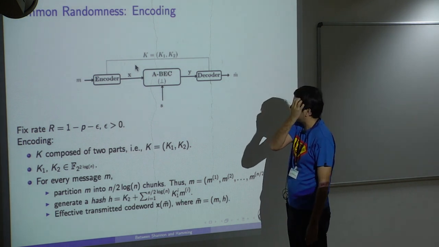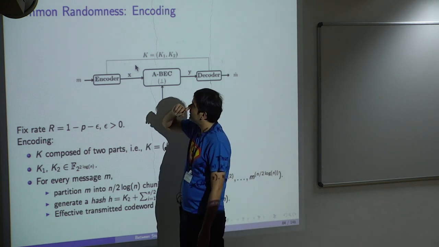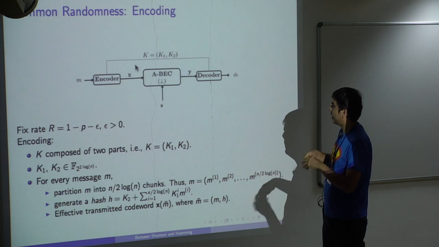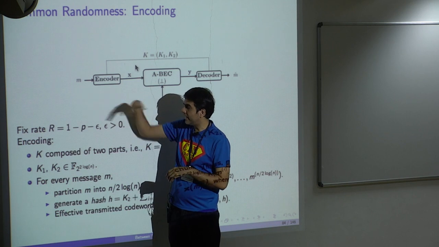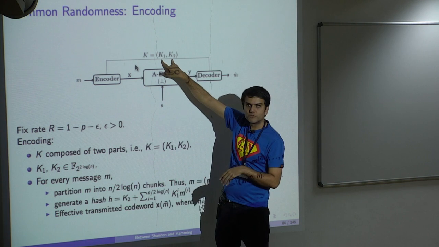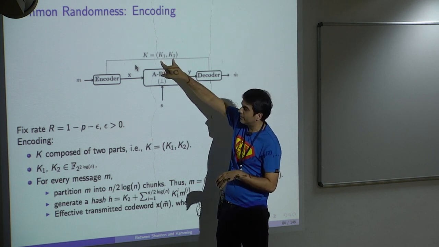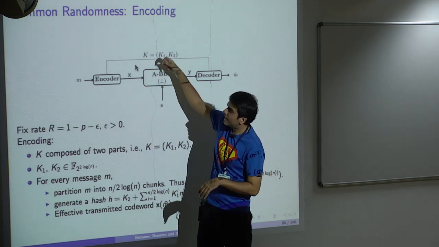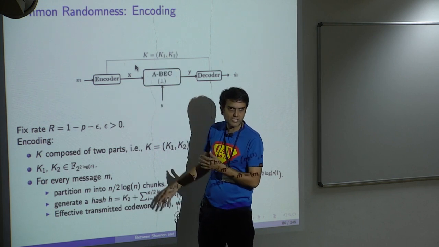So what does the encoder really do? I'm going to take the message that I want to send. First of all, the key you can think of as being composed of two subkeys, k1 and k2. In particular, the encoder first takes the message and takes a hash of the message with respect to some function of this key, which I'll specify later.